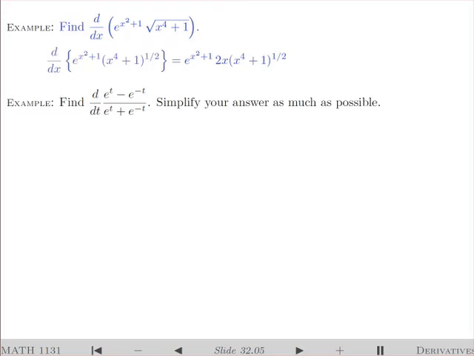And then the second factor plus the first factor times the derivative of the second factor, x power 4 plus 1 to the power 1/2. Now the exponent is a constant, so I start with the power rule. 1/2 times whatever is inside the parenthesis to the power 1/2 minus 1. 1/2 minus 1 is negative 1/2. Now I must multiply it by the derivative of what's inside the parenthesis.